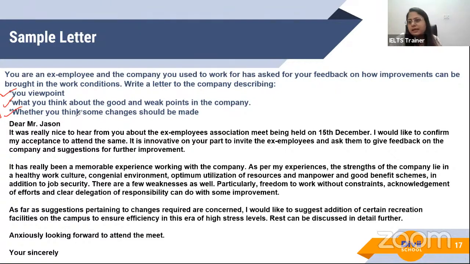So what are we doing in the beginning? Always the introduction, obviously, because you need to tell who you are. They don't know; you are just the person who used to work with them, not the current person with them. So: Dear Mr. Jason, it's really nice to hear from you about the Ex-Employees Association meet being held on 15th December.